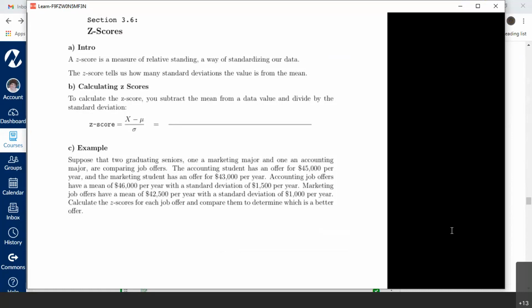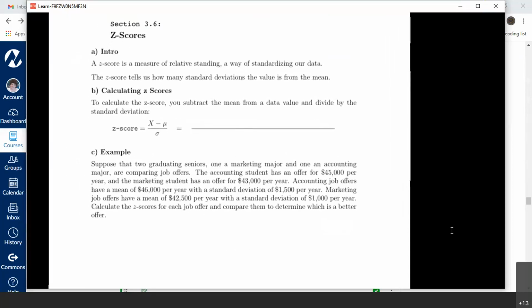Z-scores are something that are associated solely with the normal distribution. When you get into inferential statistics in GBS 221, those of you who are going there next, you will see z-scores a lot. You'll see z-scores a lot in helping you decide whether or not you should accept or reject hypotheses.